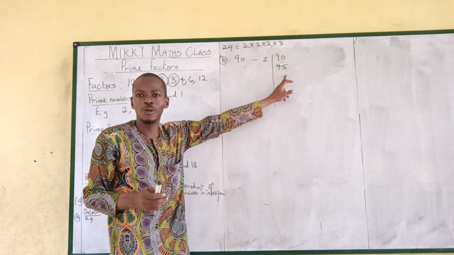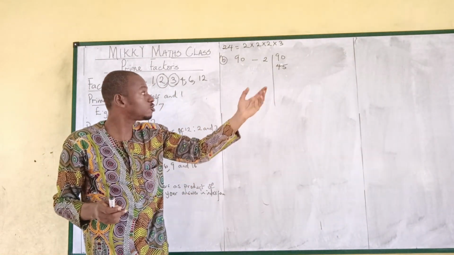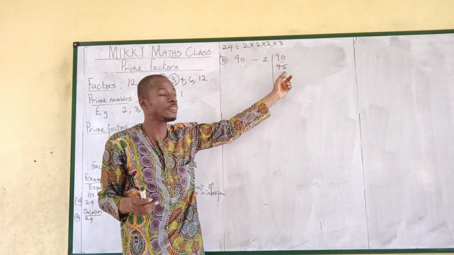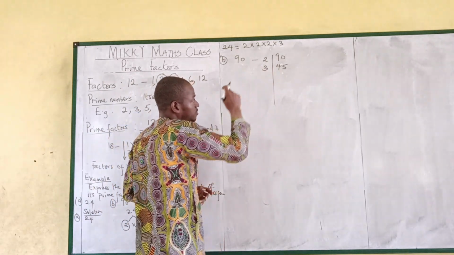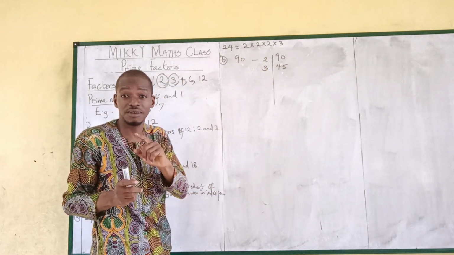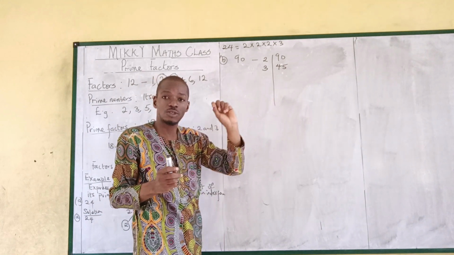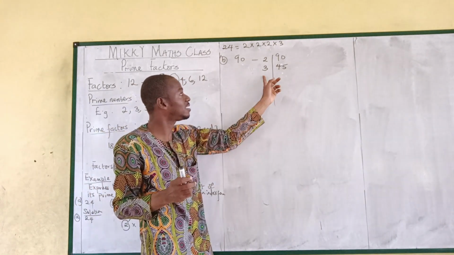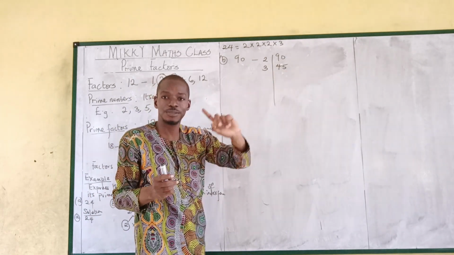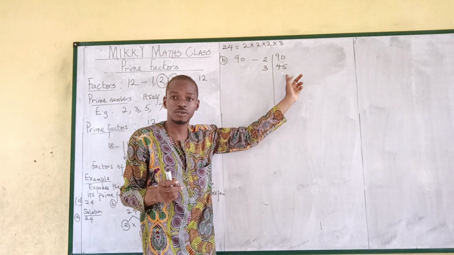But I cannot use 2 again. So I go to the next prime number, because 2 will not divide 45. Now 3. 3 will divide 45. This is how to know if 3 can divide any number: when you add the digits together, if the sum is a multiple of 3, then 3 can divide it. 4 plus 5, 9. 3 can divide 9. So 3 can also divide 45.